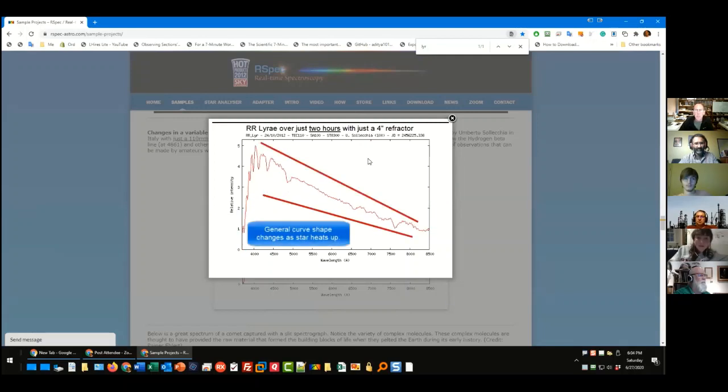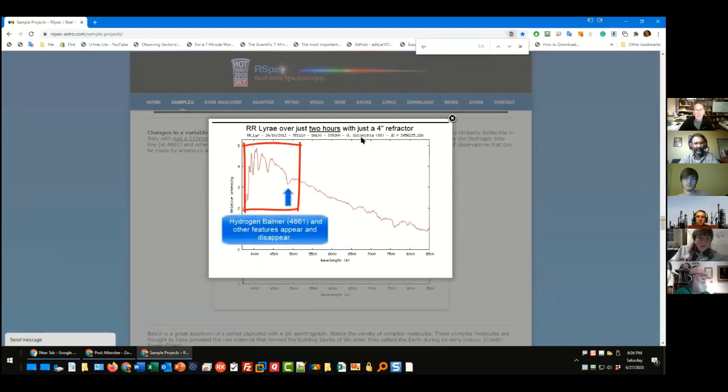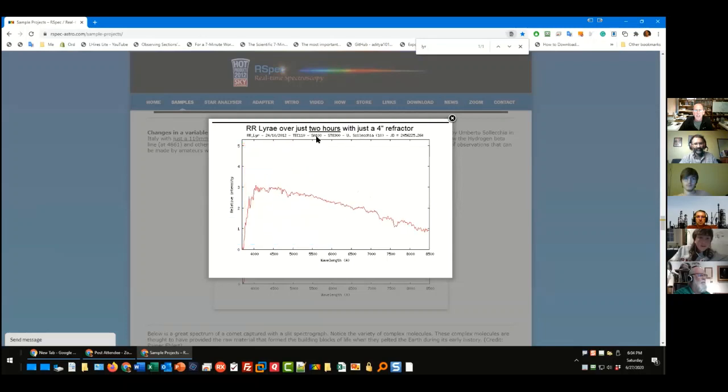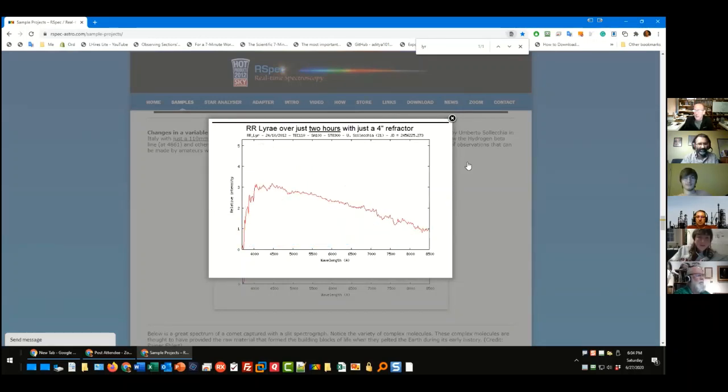Now, this animation wasn't made in RSpec, but the data could be captured in RSpec. So this is done by a gentleman, Solicia, in Italy. Credit where credit's due, with a Star Analyser and just a Tech 110. Is that the kind of thing you were asking about? Exactly. Cool. Great.